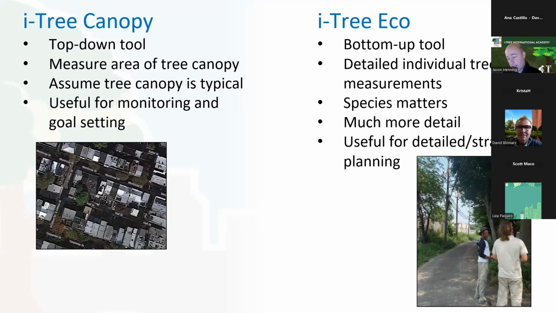So like in iTree Canopy, you don't measure anything about the species. We're just assuming, again, that that canopy is typical and made up of typical species for your project area. But in iTree Eco, you have to tell us what species that tree is, and that species is going to matter for the ecosystem services that that tree provides.